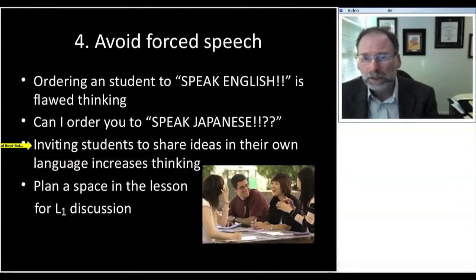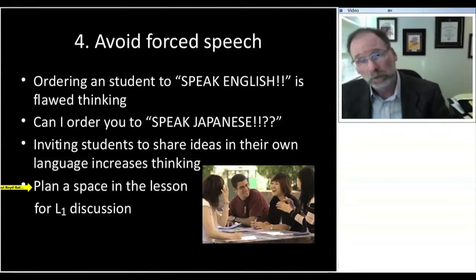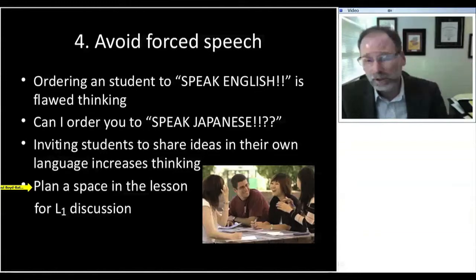Particularly when we're dealing with complex ideas, plan to take time in your lesson to stop and have students share their thinking with each other in their own language, and then talk with each other to the best of their ability in the target language, which in this case is English.